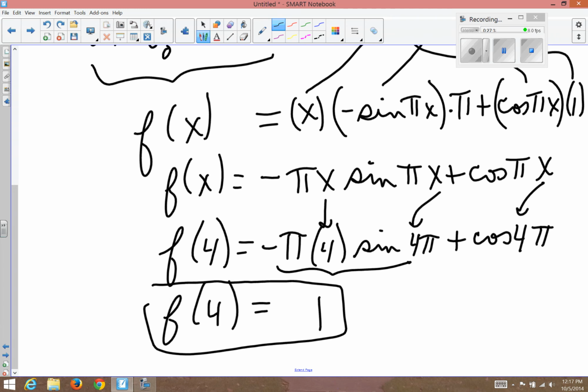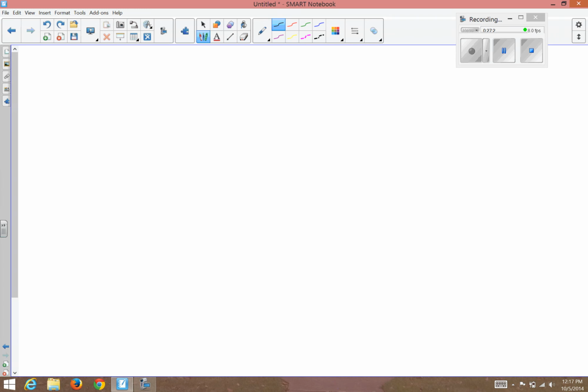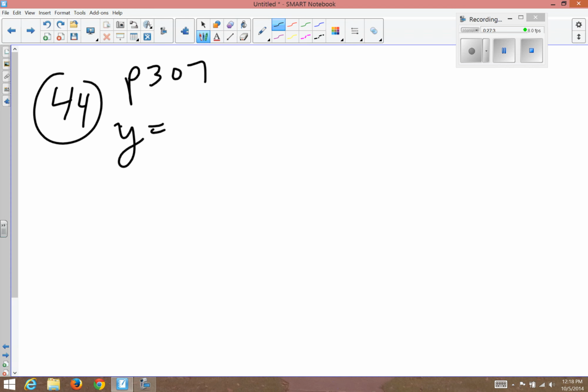So let's try to get one more in. And I know this is going a little long. Number 44 on page 307. y equals x cubed minus 4x, on the interval from negative 2 to 2. And what we have to do is find the total area of the region between the curve and the x-axis. We're actually supposed to do this without a calculator.